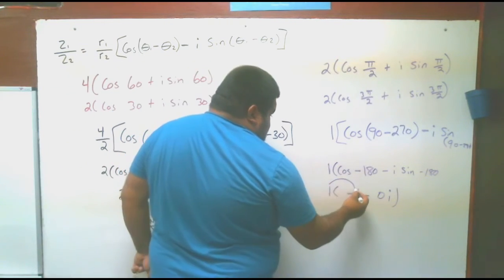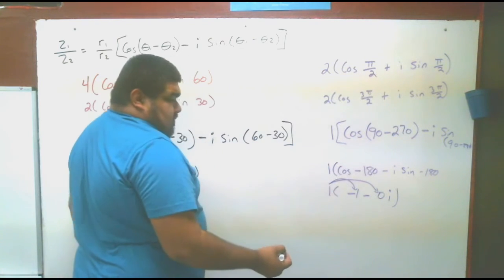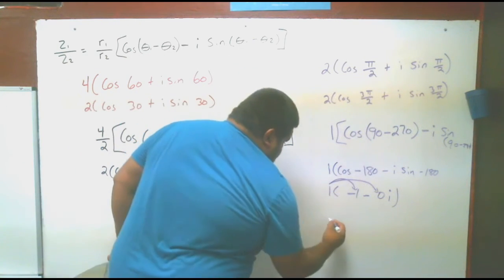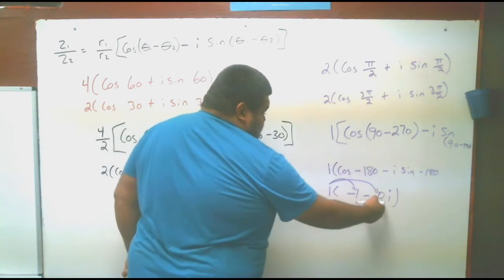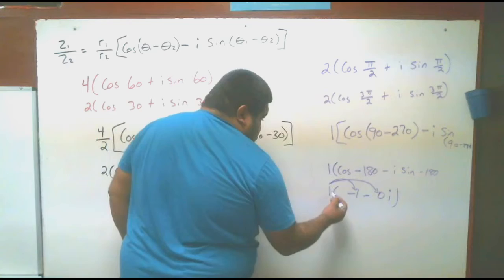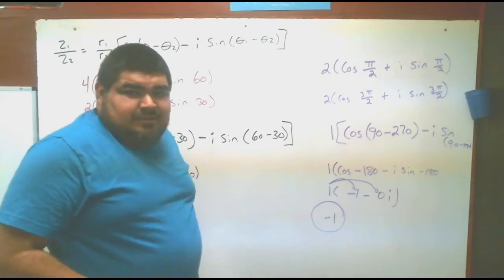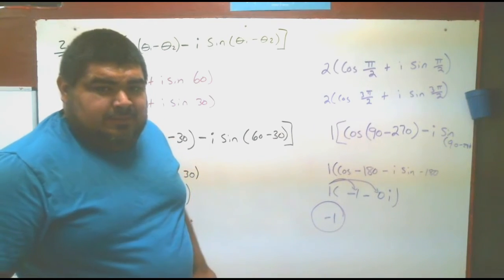We have 1 times negative 1 and 1 times negative 0. Okay? So 1 times negative 1 is just negative 1. Since the imaginary is just 0, there is no number there. So 1 times 0 is just 0. So technically your answer is just negative 1. Okay?